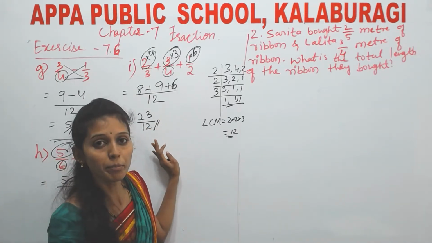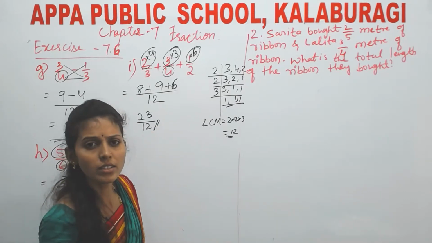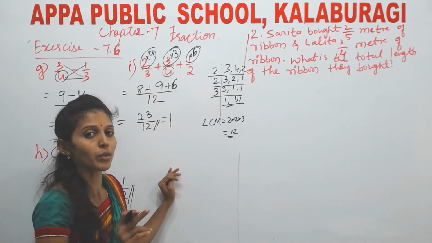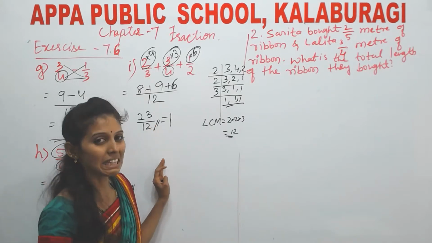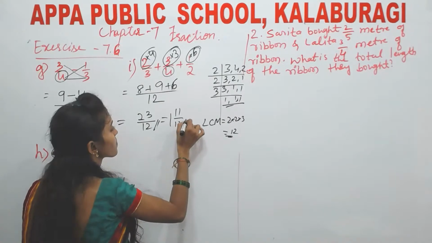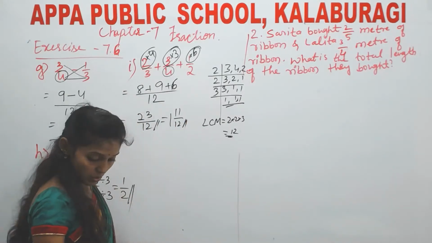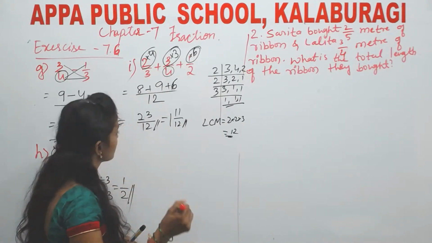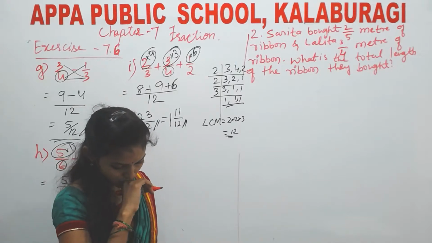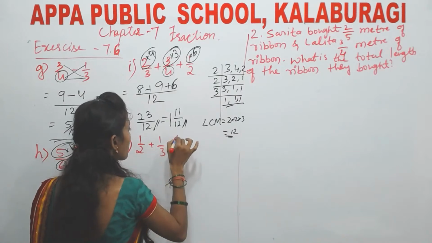This is an improper fraction, isn't it? So we can convert it into a mixed fraction. So 12 ones are 12. See, 12 twos are 24. But it is 23. That means 12 ones are 12. Still 11 will be remaining. Got it? Yes. Next one then. I, J. 1 by 2 plus 1 by 3 plus 1 by 6.